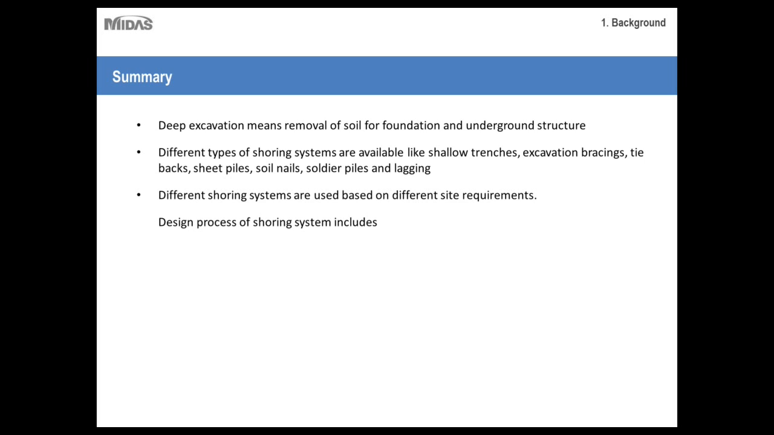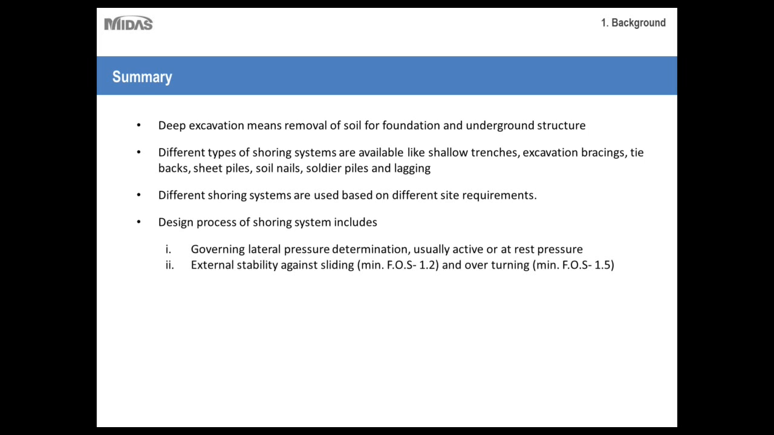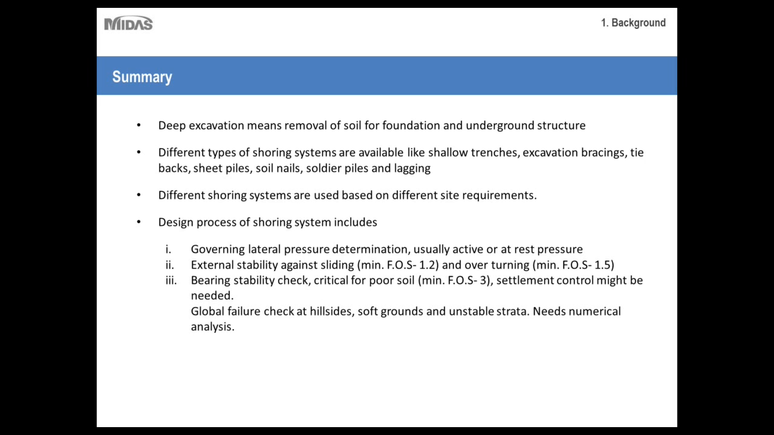And different shoring systems are used based on different site requirements. The design process of the shoring system includes step 1, governing lateral pressure determination, which is usually active or at rest earth pressure. Then external stability against sliding must be checked with a factor of safety of 1.2, and overturning stability should be checked with a minimum factor of safety of 1.5.